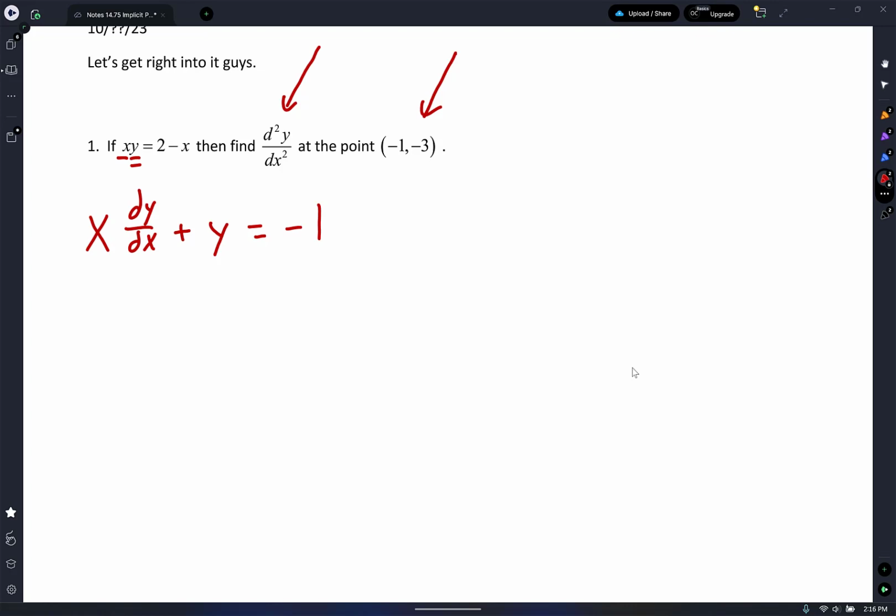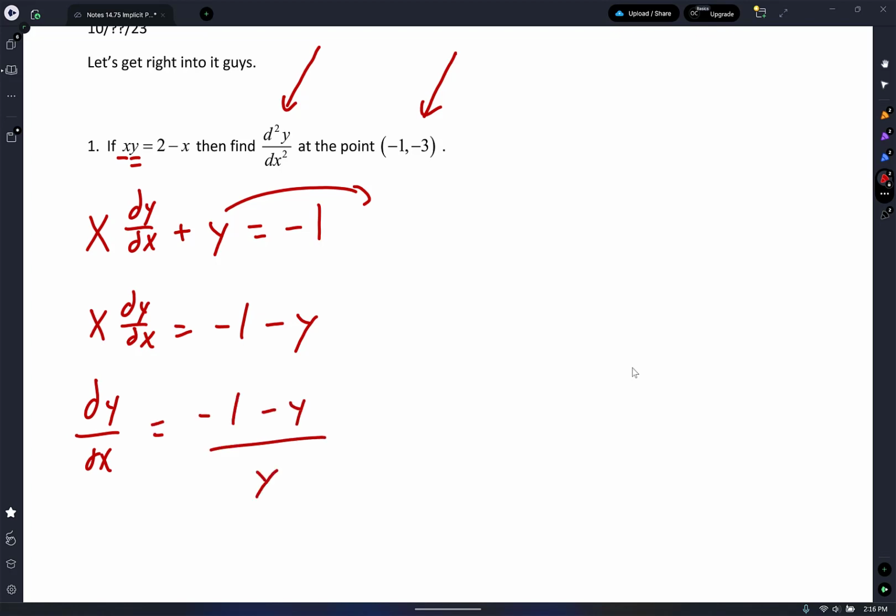That's it. That's the only calculus so far. There's a little more calculus later on. And now it just turns to a game of algebra. We're just going to solve for dy dx. So what do I do next? Subtract the y. So I have this expression, x dy dx equals -1 minus y. And now what do I do? Perfect. dy dx equals -1 minus y over x.